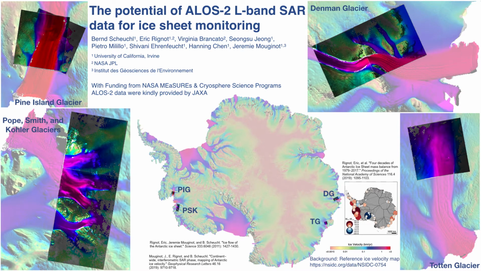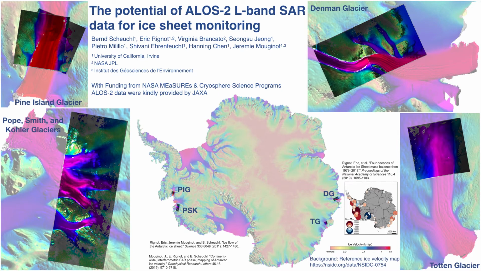pairs are being collected. We decided on a number of sites distributed around the coast that were guided by recent research results showing loss over the last 40 years on these glaciers. And JAXA was kind enough to agree to try and collect interferometric pairs within their basic observation scenario.